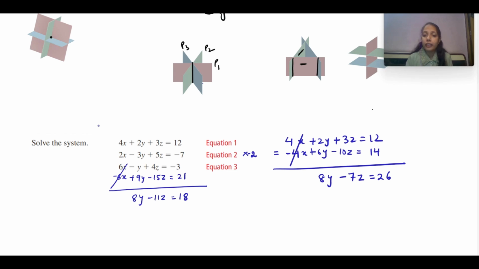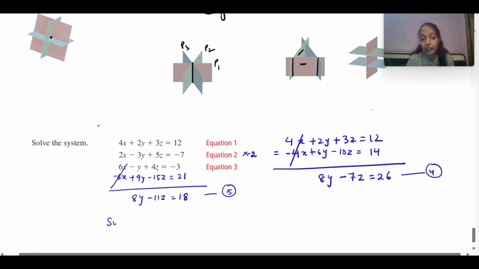So it's your choice. Again, you can use elimination or you can use substitution. I will prefer elimination. I'm subtracting these two equations. First three equations are there. Mark this as the fourth equation. This is the fifth equation. Subtract equation 4 and equation 5.